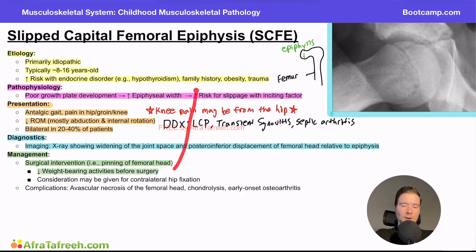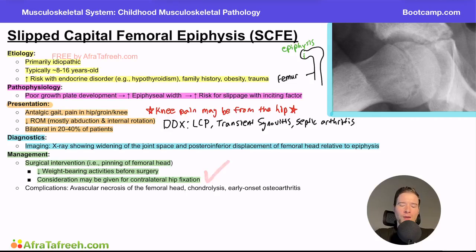It's also important to note that these patients should decrease weight-bearing activities before surgery. Why? Well, we talked about weight-bearing activities can be a risk factor, and that can make the problem worse, so you want to avoid making it worse prior to getting surgical intervention. Additionally, the orthopedic surgeon may also consider giving the patient contralateral hip fixation. Why is that? Well, we said there's a pretty high risk that this is bilateral in patients. So if it's presenting on one side, it's a decent risk at least that it could present on the other side later on.